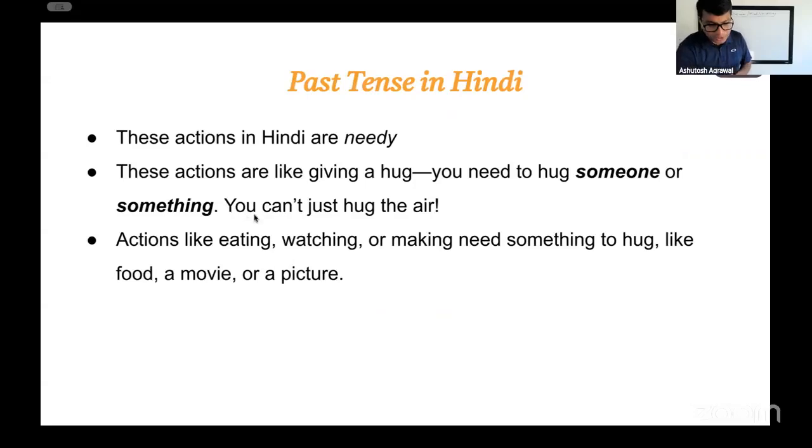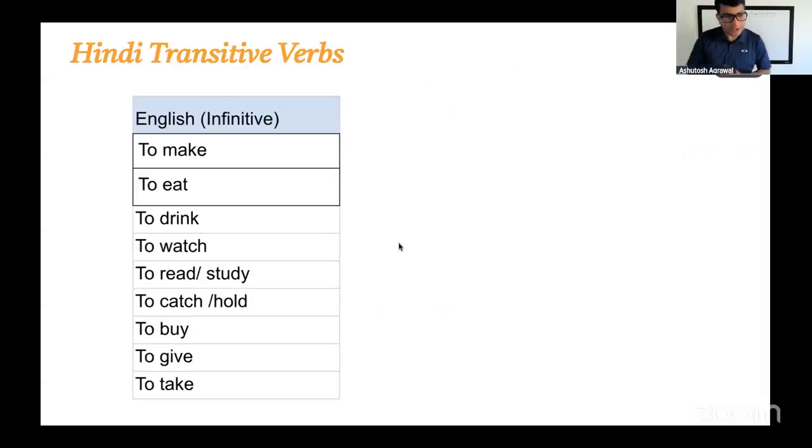Any questions so far before we get going into the further examples? Feel free to unmute yourself. Good so far, everyone? Yeah, right, wonderful. Right. So let's look at some examples of Hindi transitive verbs.